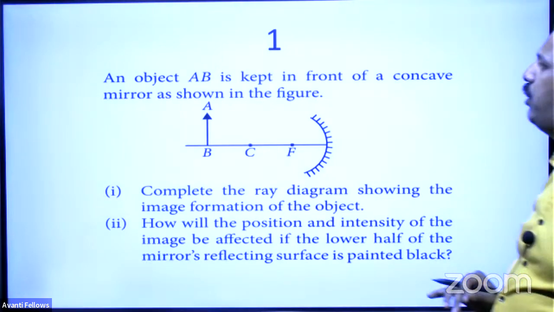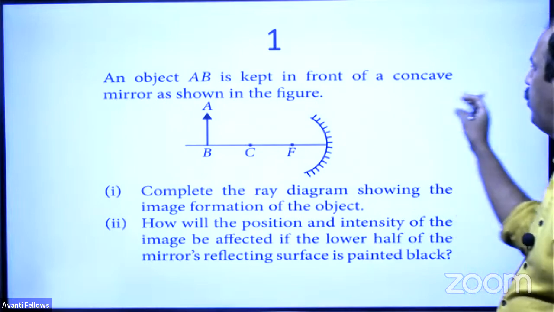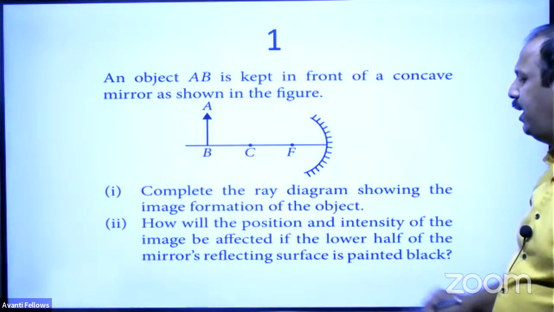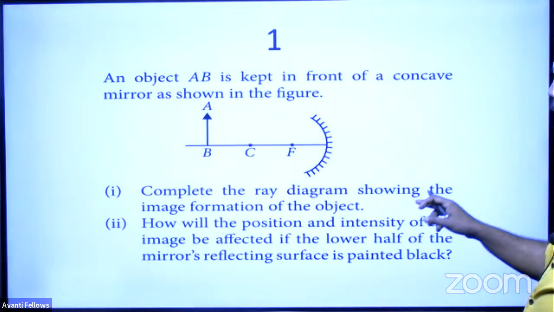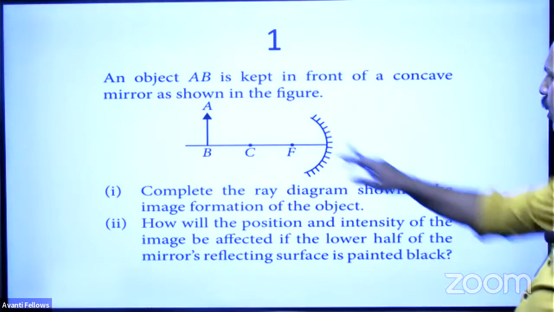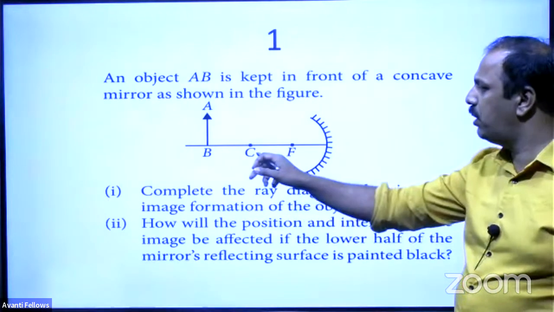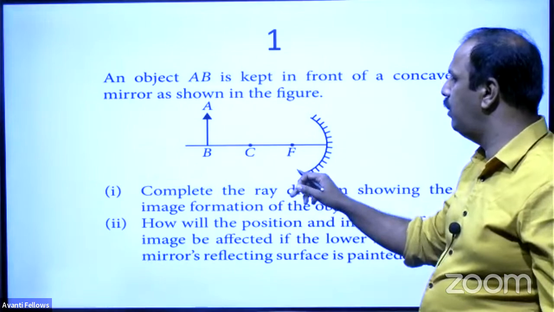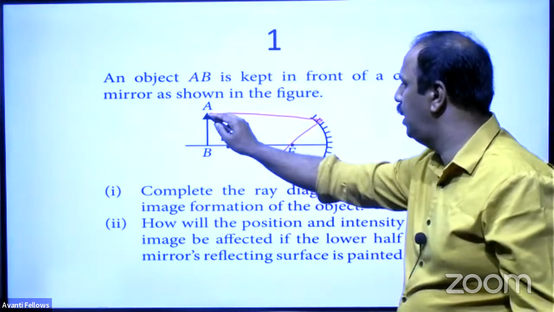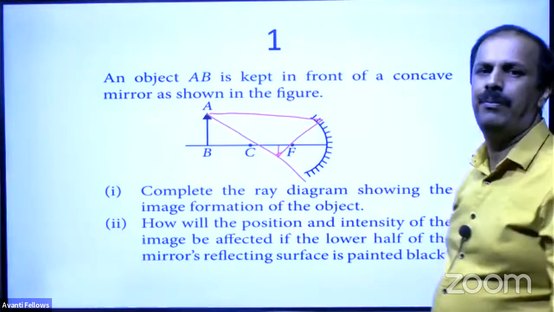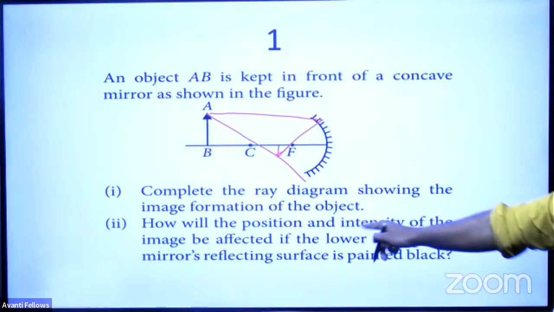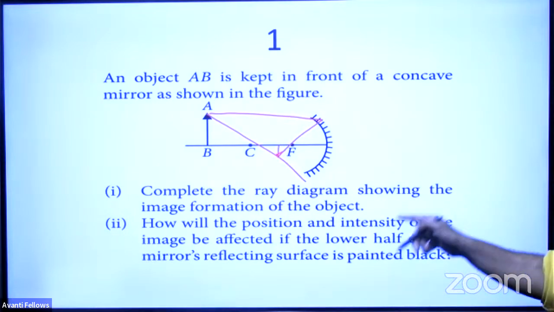Okay. So here you see, an object AB is kept in front of a concave mirror as shown in the figure. Like this, one figure is there. Complete the ray diagram showing the image formation. That is just a 10th standard question only. You can complete it. Because this is beyond C, the image will come between C and F. So you just draw this one, it will pass through the focus. This will go here, you will get it here. That's all.